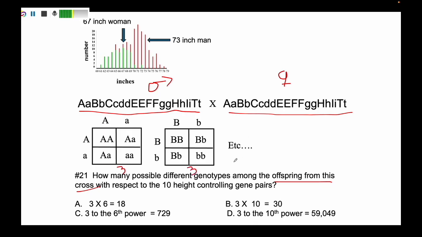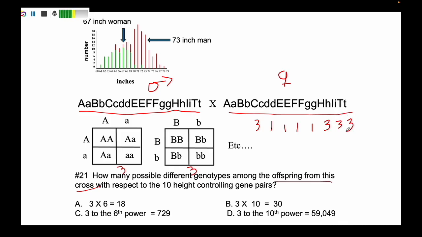At the C's, there'd be 3 more. I'll keep track of those here. How about at the D's? Oh yeah, both parents are the same genotype. They're homozygous, so there'll just be 1 genotype at the D's, the E's and the F's, and 1 at the G's, but again, 3 at the H's, 3 at the I's, 3 at the J's.